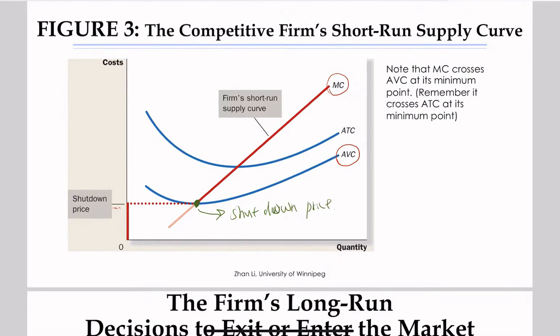So this point gives us the shutdown price, right? And essentially the complete supply curve is given by this vertical line here, and then this marginal cost curve. Right? So you can see that this portion of the marginal cost curve is not the supply curve. The reason is that for this portion, the price is too low. The firm has already shut down, right? So that's the caveat we kept talking about.